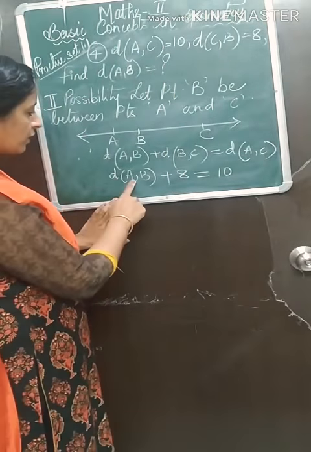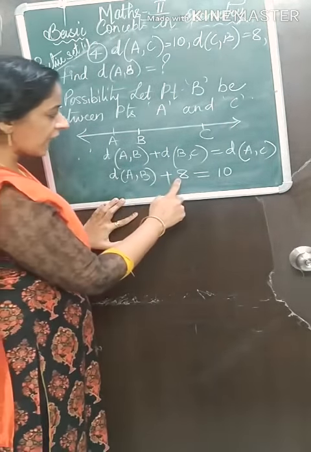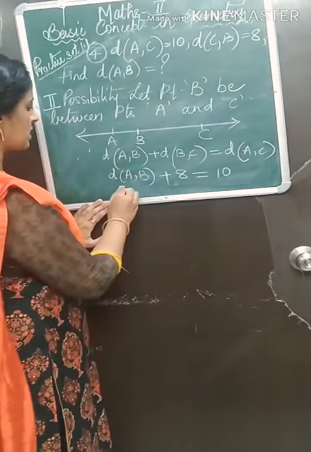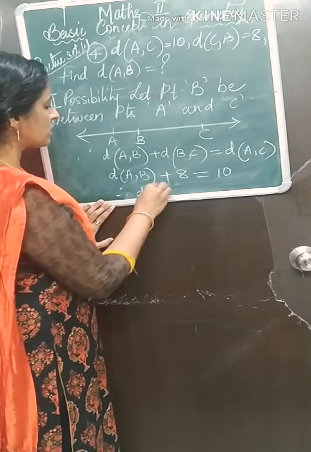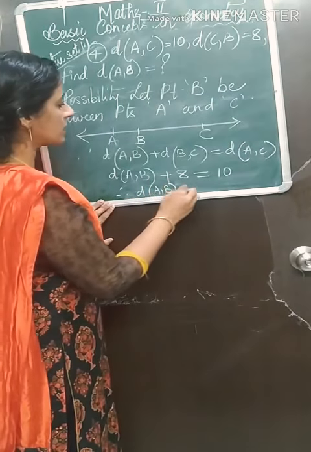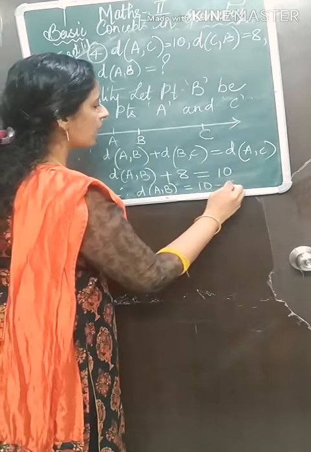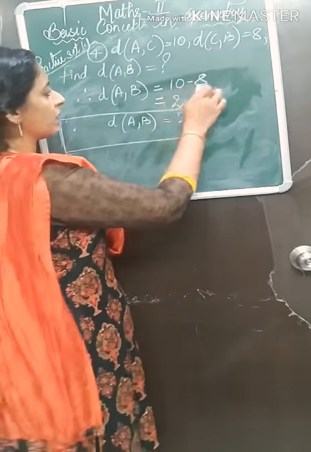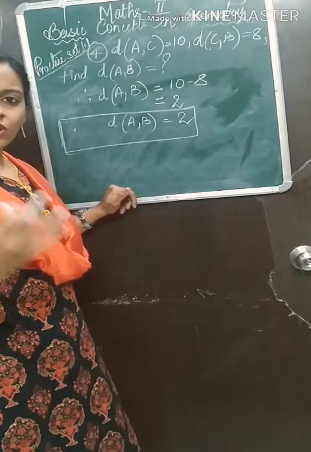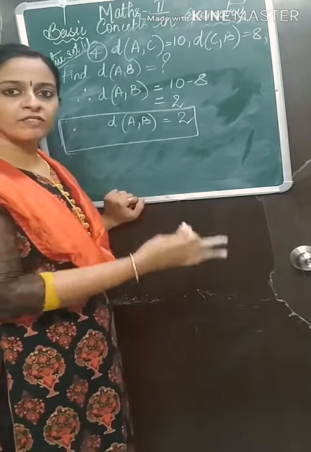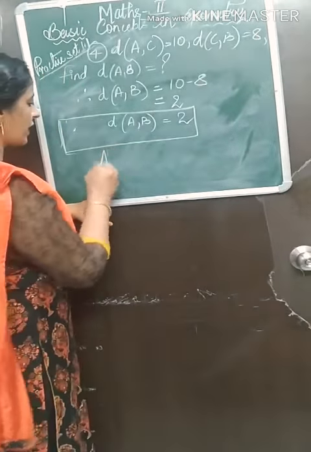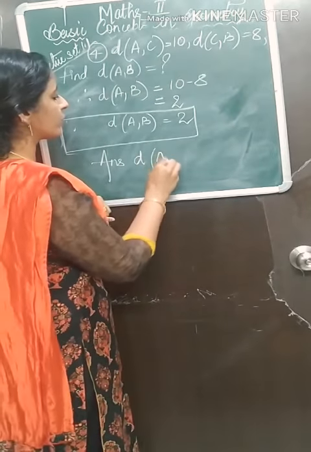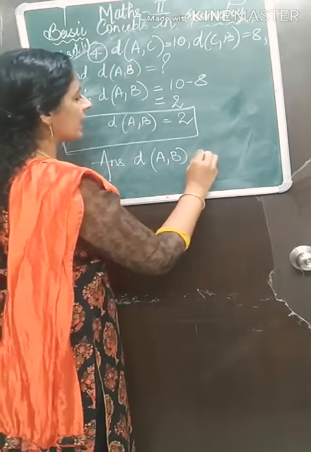So how will you find the distance between A and B? This 8 you will take to the other side. Plus will become minus. Therefore, the distance between A comma B is equal to 10 minus 8. Minus 8 here. I wrote it once again. 10 minus 8 is 2. So what is the distance between A and B from the two possibilities? Write down the final answer. In the first possibility, we got the distance between A comma B as 18.